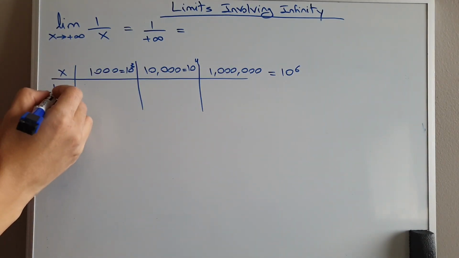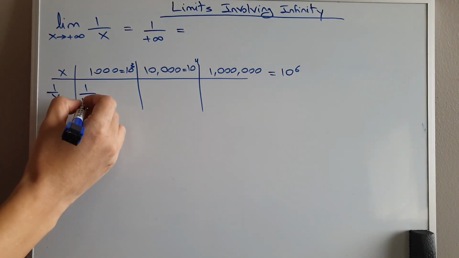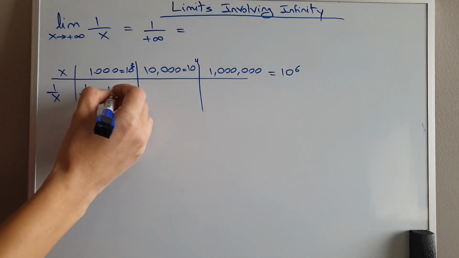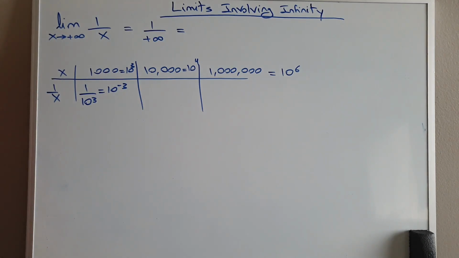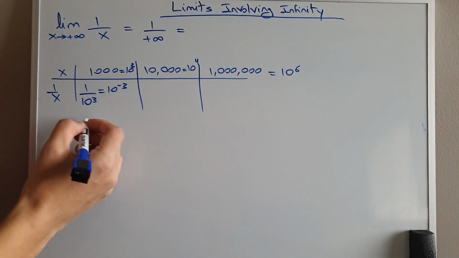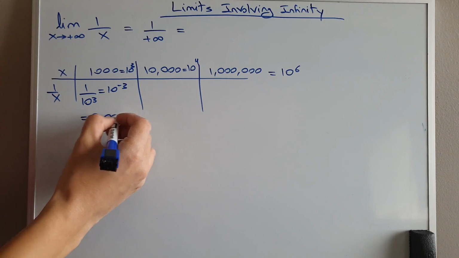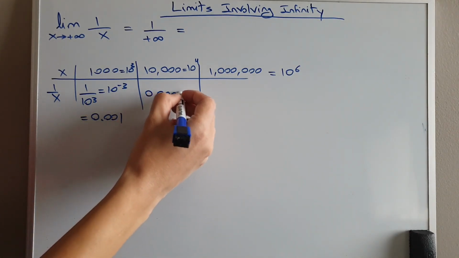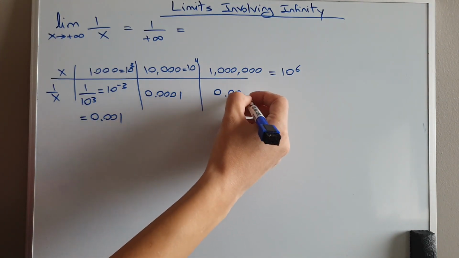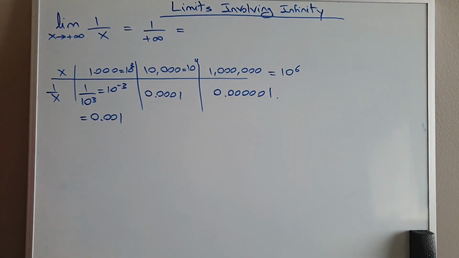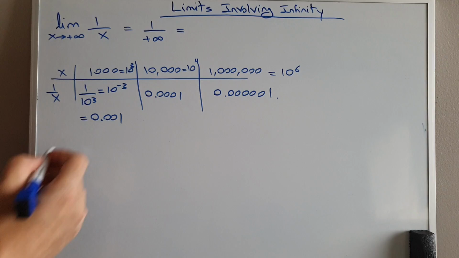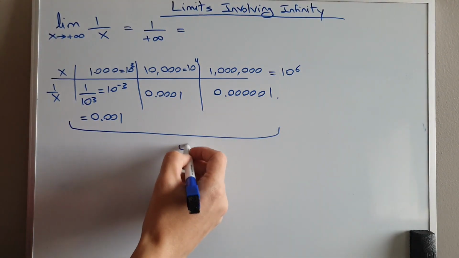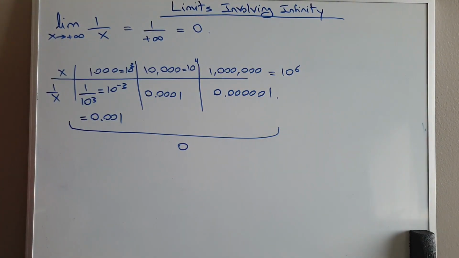I want to find 1 over x. So this is like 1 over 10 power 3, which is the same as 10 to the power of negative 3. If I want to write this as a decimal, this is what I'm ending up with. Same thing here. Same thing here. So notice the values of 1 over x. They're so close to 0. They're almost 0. So the answer is actually 0.